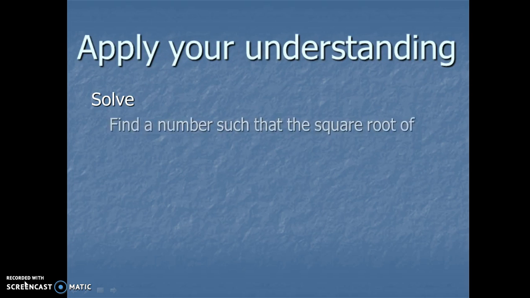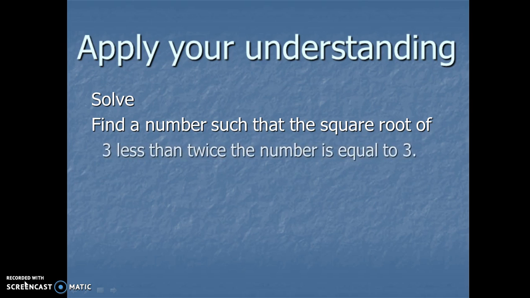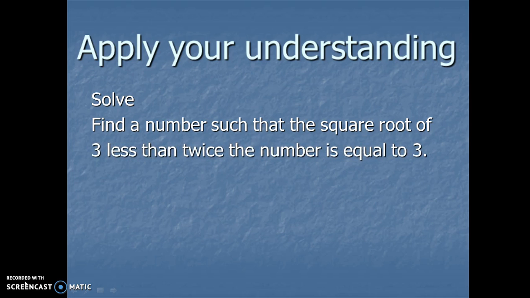Finally, we're going to have some apply your understanding. So we're going to have some word problems that you're going to have to write the equation and then solve it. Okay? So can you find a number such that the square root of 3 less than twice the number is equal to 3? Square root of 3 less than twice the number is equal to 3.